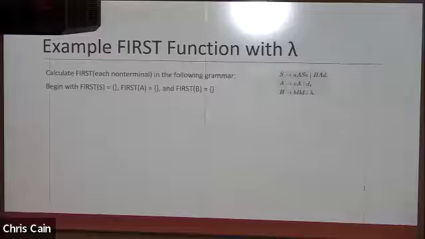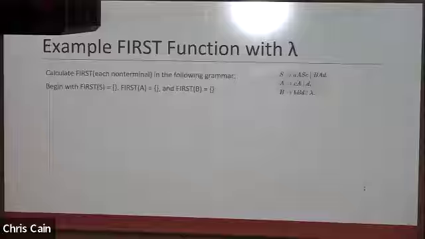Where should we start? Which one of these is easiest? First of S, A, or B? Yeah, the easiest is going to be B, obviously. B's not so bad. Or both A and B aren't too bad. A goes directly to C and D without any non-terminals, so first of A will just be C and D.